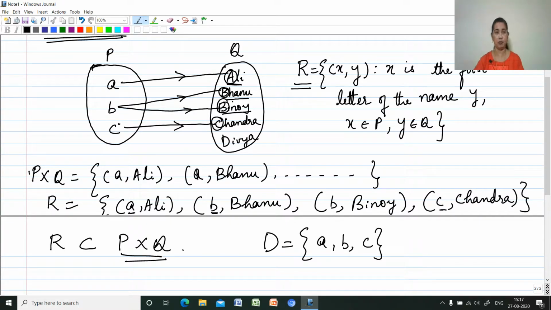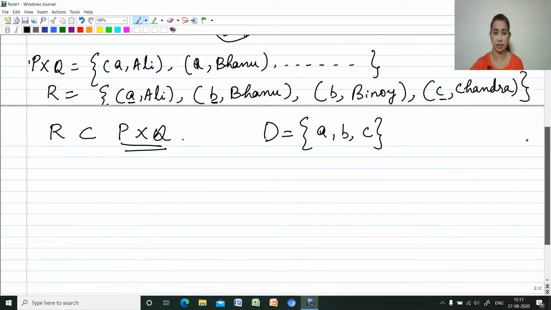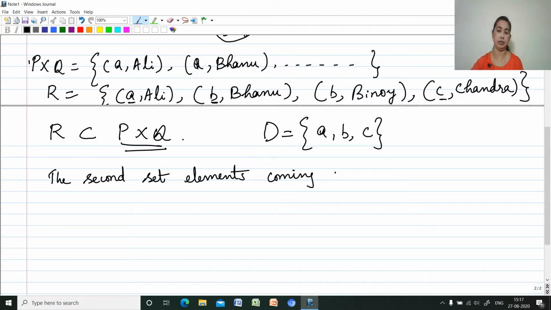Then what about range? The second set elements coming in the relation is called the range. What is the range? The second set elements coming in the relation is called range. So what is the range here?